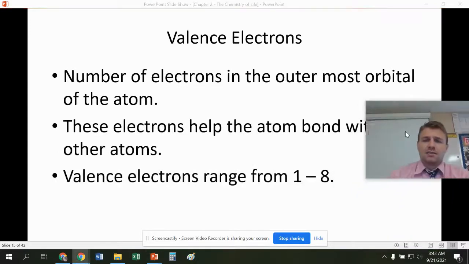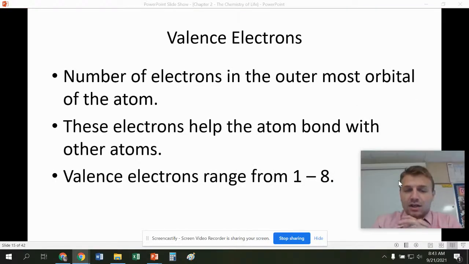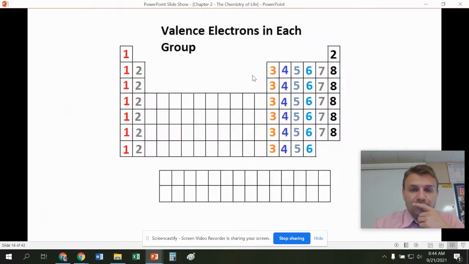Valence electrons, these are the electrons on the outermost orbital of the atom, and these electrons help the atom bond with other atoms. There can be a range of 1 to 8. I don't typically go over valence electrons a lot in my class. All I want you to know is the electrons are what's going to be the subatomic particle that actually deals with the bonding of atoms.